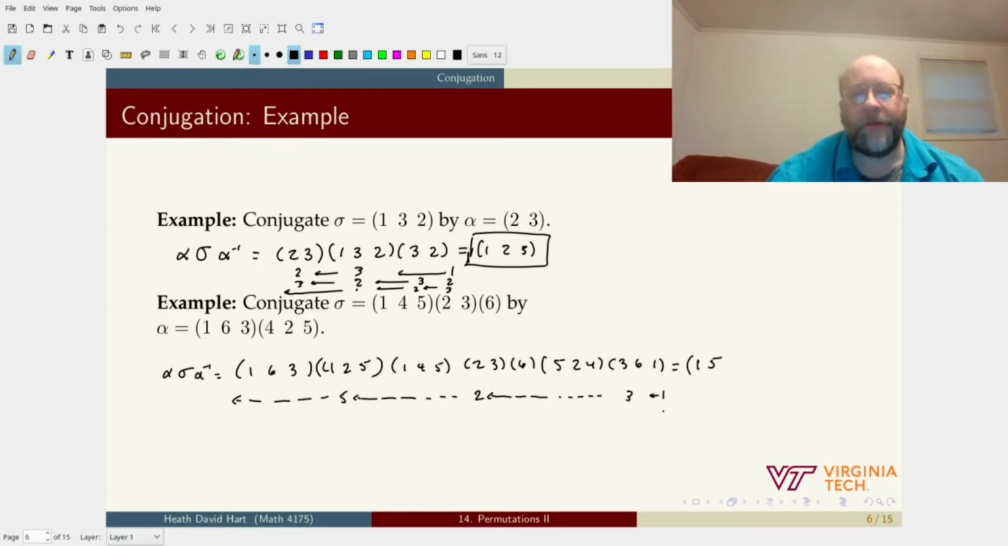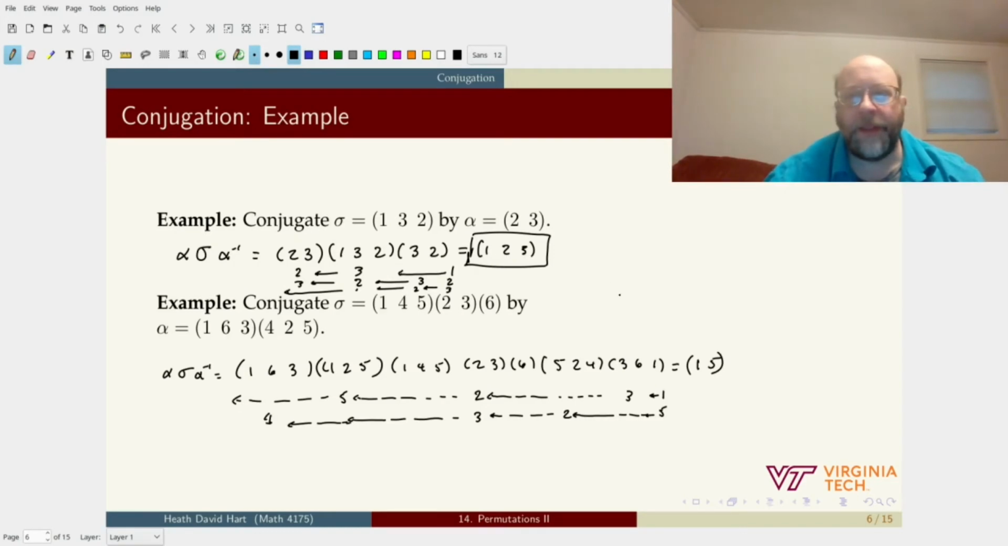Okay, let's see what happens to 5. Nothing happens to 5 until we get to (5 2 4), in which case it changes to a 2. And then this changes 2 to a 3. And then this doesn't do anything to 3. This changes 3 back to a 1. All right. So 5 goes back to 1.